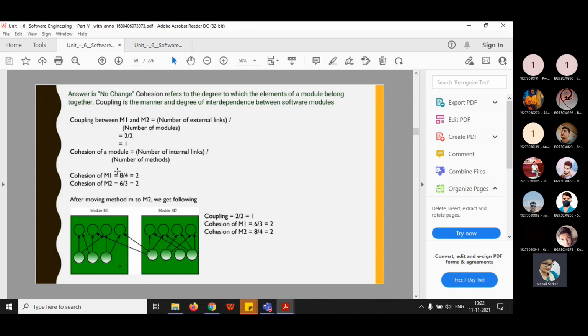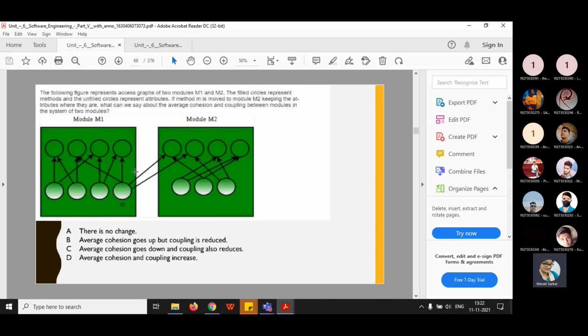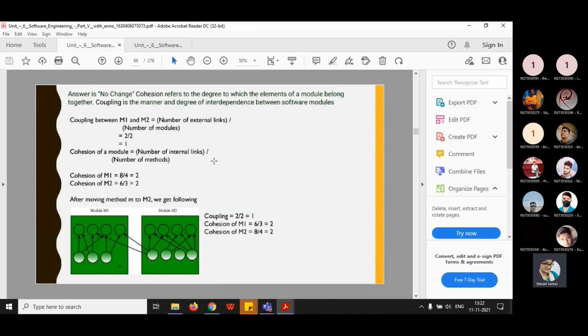So what is the number of external links? See, these two are the external links. In module M1, all the links are internally connected, but only this module M has external links with module M2. So the number of external links is 2, and the number of modules? M1 and M2, so 2 modules are there. So 2 by 2 is equal to 1. So the coupling between M1 and M2 is 1.